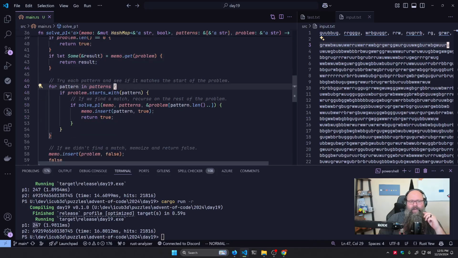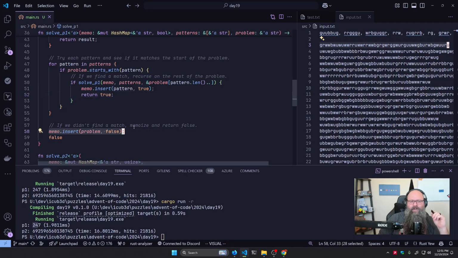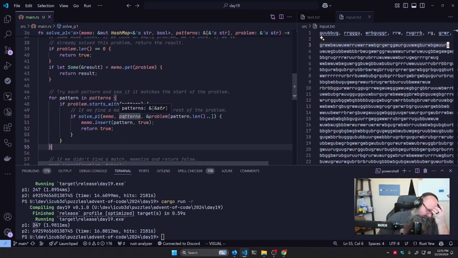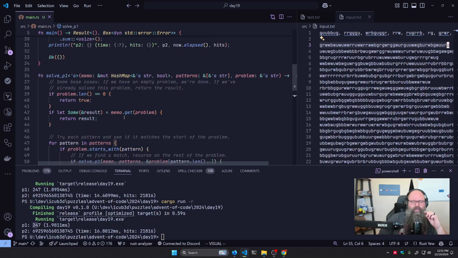Otherwise, I'm going to loop through all the patterns and I'm going to say, hey, does my problem start with one of those, with that pattern? And if it does, then I'm going to try and solve the subproblem. And that's what this part is doing right here, right? Okay, let me solve the subproblem and see if I can figure out what that is. And if it's true, I memoize it, I save the results, and return true. Otherwise, I just keep trying patterns until I've exhausted all the patterns. And if I don't find any, then I return false. And so this is all happening recursively, and eventually I get to, did I solve it or not, and it returns true or false.